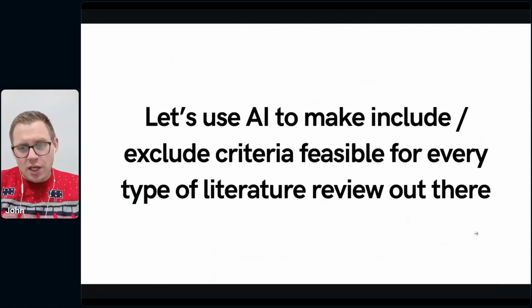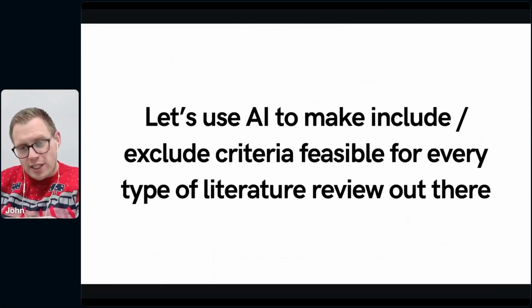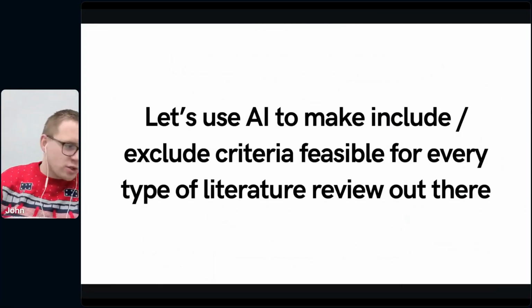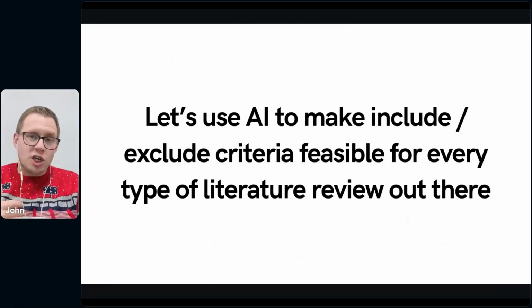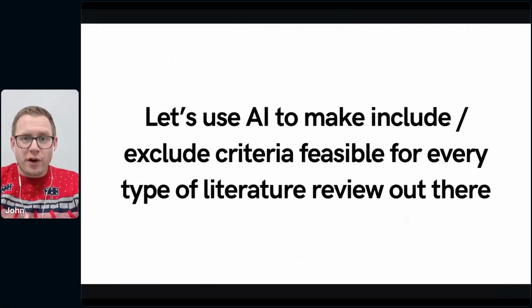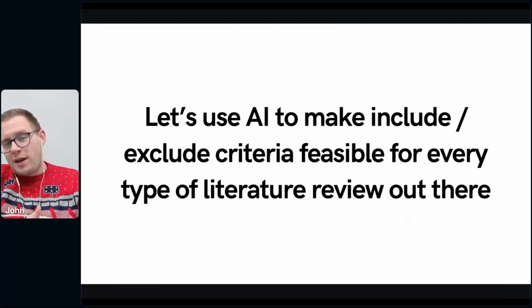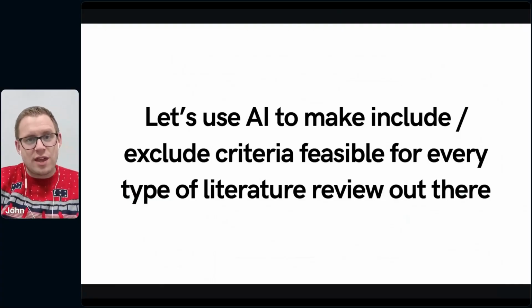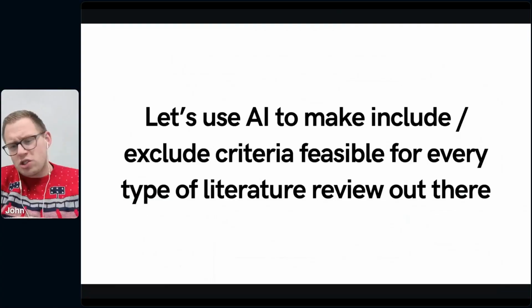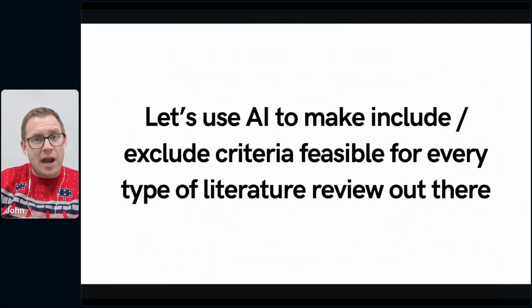The main one is to make include, exclude criteria feasible for every type of literature review out there. We need a very lightweight way to go about setting up some basic criteria, include, exclude criteria or fields you care about, and then filtering through them very quickly. I'll reiterate, a narrative review researcher is not going to spend weeks going through titles and abstracts of 3,000 citations. So is there some other way we can do screening better?